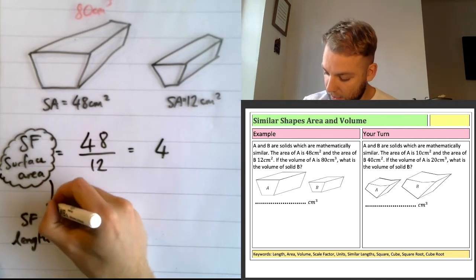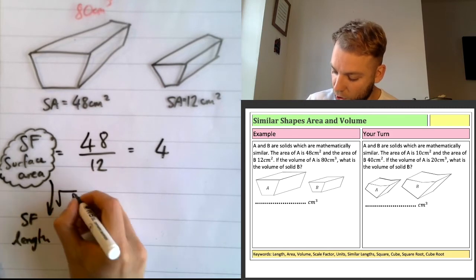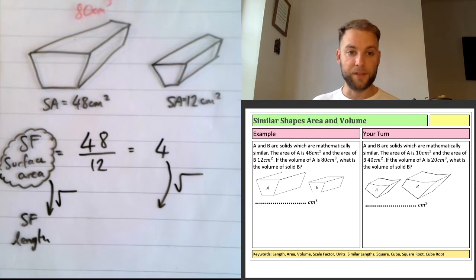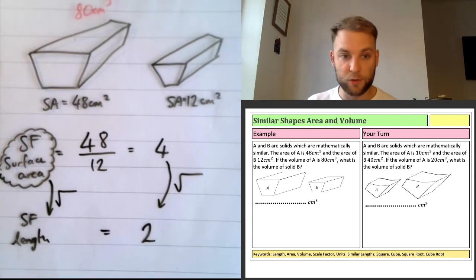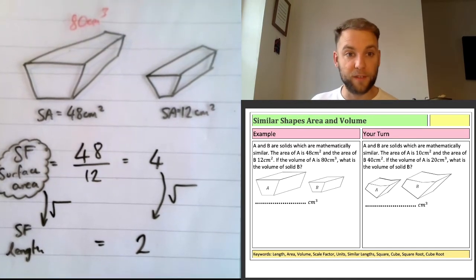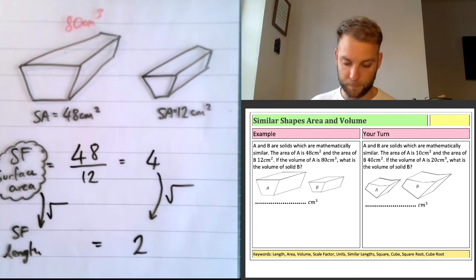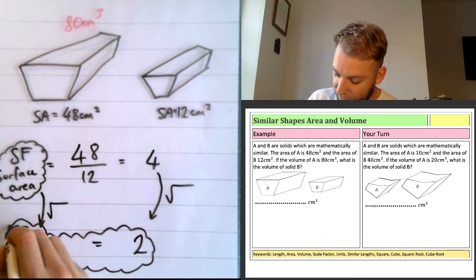So to find out my scale factor for my lengths, I'm going to use the square root, which is the opposite. And the square root of 4 is 2, which means these lengths are 2 times bigger. Now I've still not finished there, because I don't know the lengths, I know the volume. But you've always got to work out the scale factor for the lengths first.